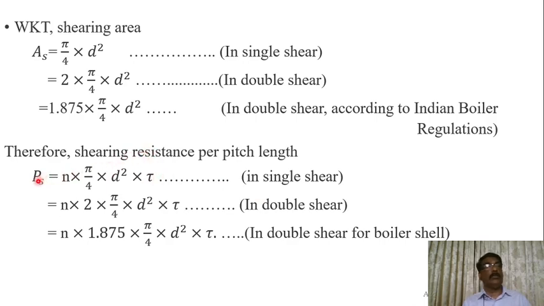That means shearing resistance is equal to n into pi by 4 into d square into tau in case of a single shear, because pi by 4 d square is the area, and n is the number of rivets per pitch length. It depends upon whether the given joint is a single riveting, double riveting, or triple riveting. And tau is the permissible shear stress for the rivet. This next equation will give the double shear, used in case of a butt joint with two cover plates. This equation can be used for the lap joint as well as the butt joint with a single cover plate. And this equation can be used for the longitudinal joint of the boiler. While designing the boiler joint, we use 1.875 into pi by 4 into d square into tau.